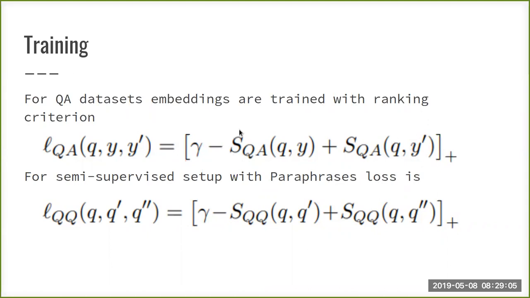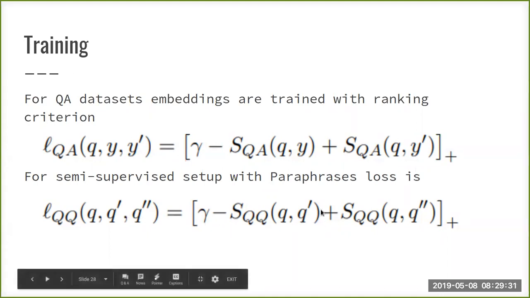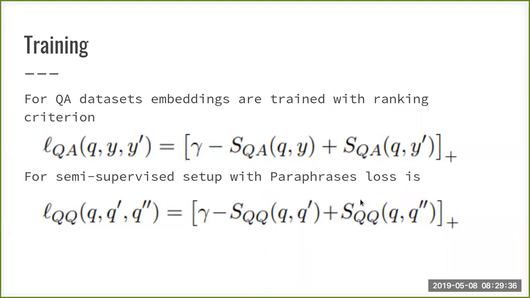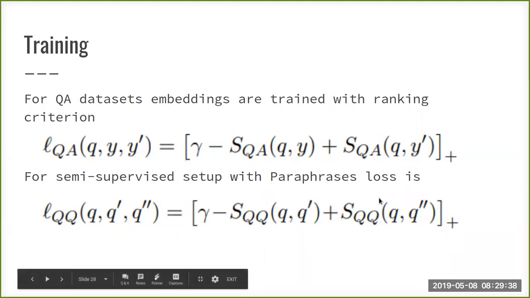So the first part of the loss is the similarity between the question and correct answer. This is the similarity between question and incorrect answer. So they maximize the similarity between question and correct answer, and minimize the similarity between question and incorrect answer. And a similar thing for the semi-supervised paraphrase loss. So this part is, they want the embeddings of the paraphrases to be similar and the embeddings of different questions to be different.